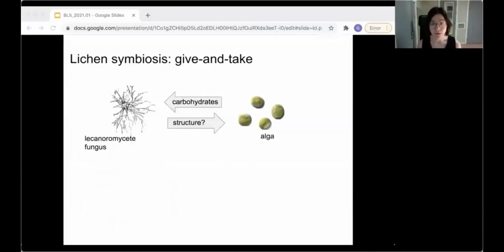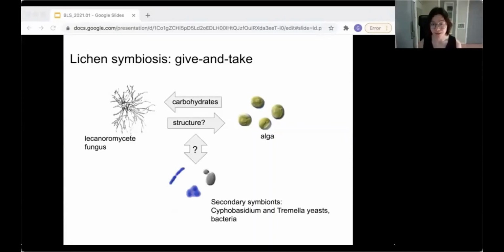Until recently, we thought that most lichens consist of two partners, a fungus and an alga. In this dual model of lichen symbiosis, it is believed that the alga supplies the fungus with carbohydrates, and the fungus, in turn, creates a symbiotic structure to host the algal cells.